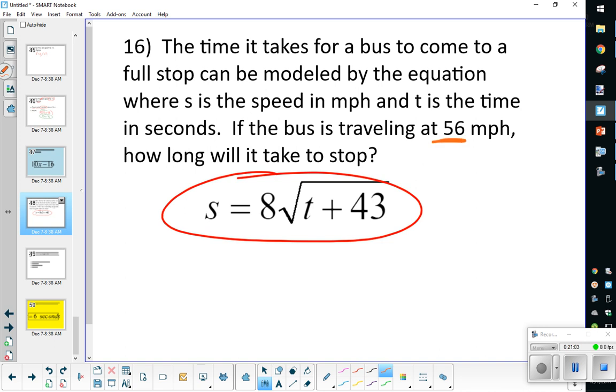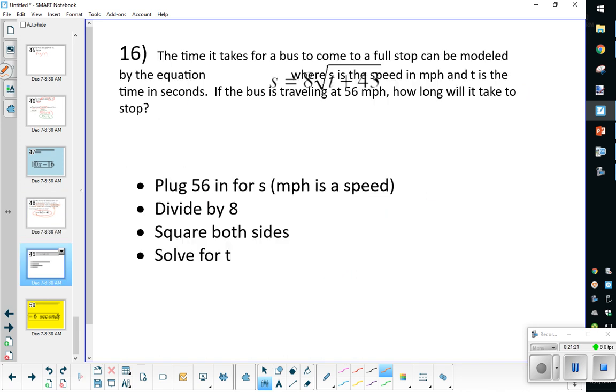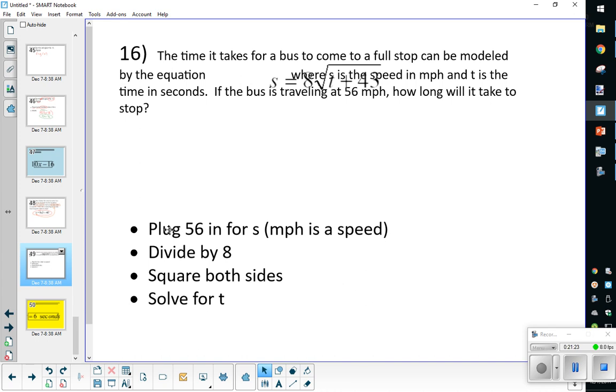What am I plugging 56 in for? What is 56? Is that a time? It says S is speed and T is time. Is 56 a time or a speed? It's a speed, so we're going to put 56 in for S. Okay, and we're solving for T. So all we have to do here is plug in 56 for S. We can divide by 8 to try to get it solved here. So this is my problem.